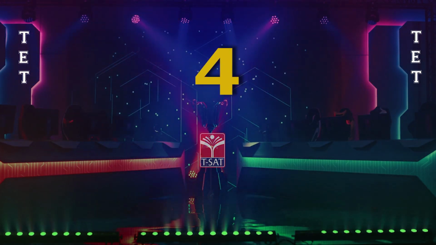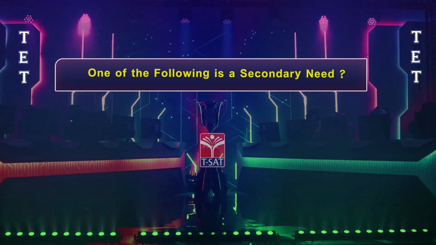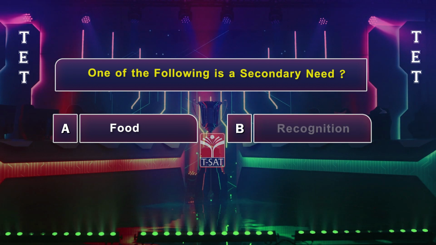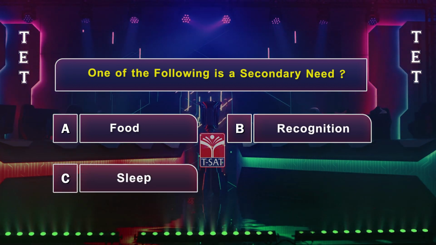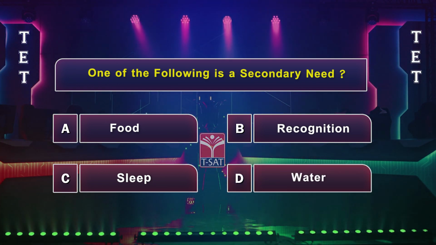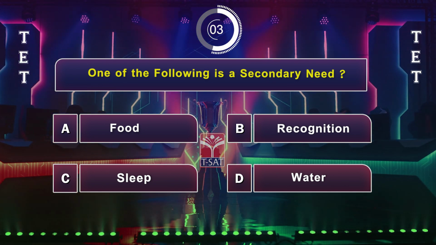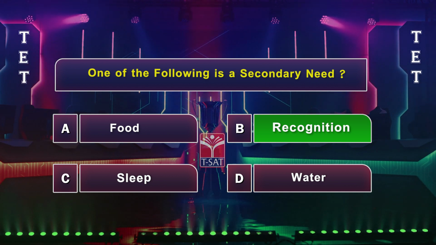Fourth question. One of the following is a secondary need. Option A, food. Option B, recognition. Option C, sleep. Option D, water. Your time starts now. The correct answer is option B, recognition.